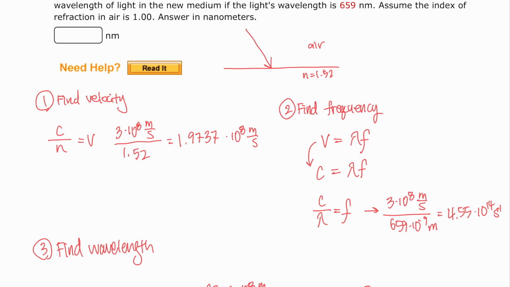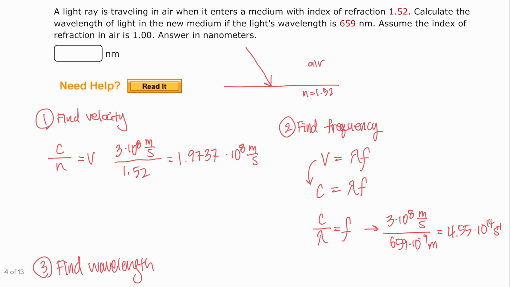So you just do v equals lambda times frequency. To get an intuition on why this is true, lambda is in meters and frequency is in seconds inverse, so it would be something like meters per second. It has the units of meters per second, which is the same as the units for velocity. We need to find the frequency because the frequency always stays the same, regardless of where you are. Whether you're in air or in water or whatever, frequency is always going to be the same. It's the wavelength that always changes.